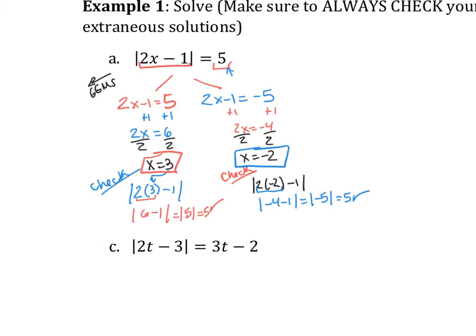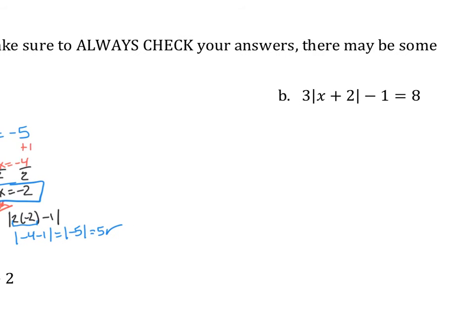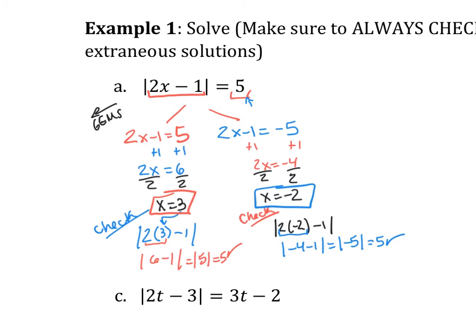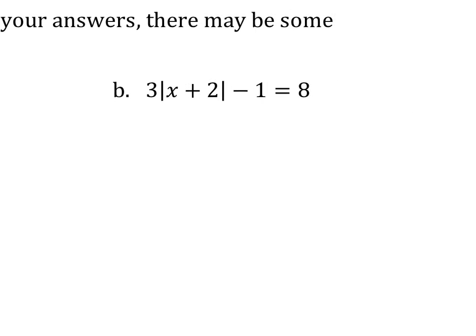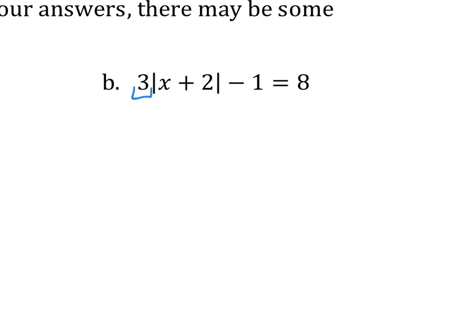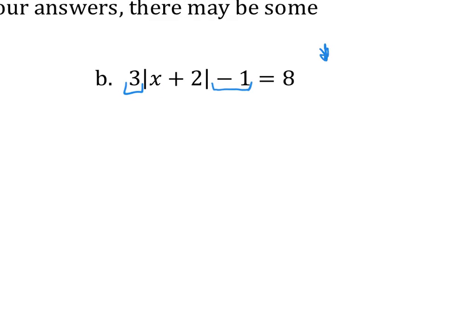All right. With letter B. So for this one, the splitting up here that we do can only happen when the absolute value is completely by itself on one side of the equal sign. So over here in letter B, we have this 3 being multiplied and this minus 1. So we can't split up our equations yet. So we can only split into 2 equations when the absolute value is by itself.